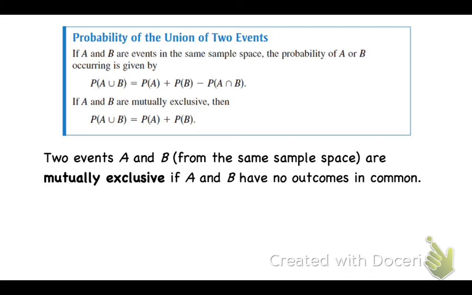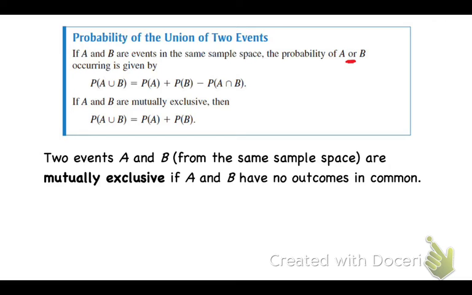You guys are not staying on task at all. Okay. 2 events, 2 things happening. If A and B are events in the same sample space, the probability of A or B. So far we've been dealing with ands, correct? This is an or situation. If I want A or B.